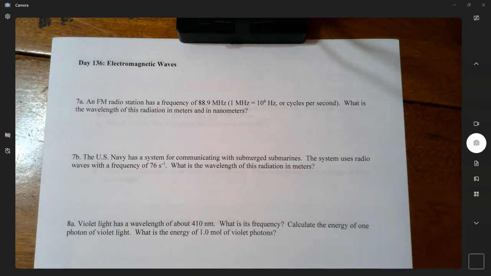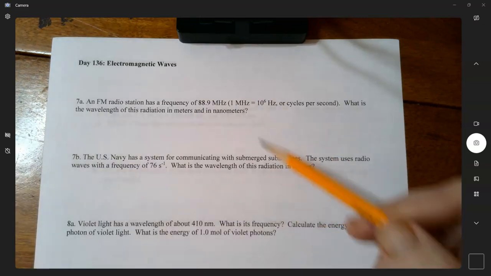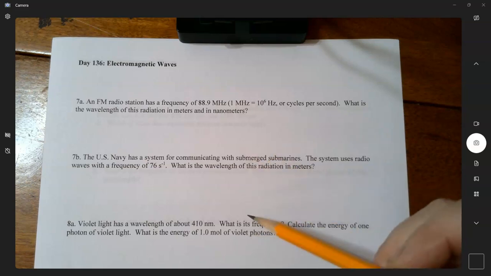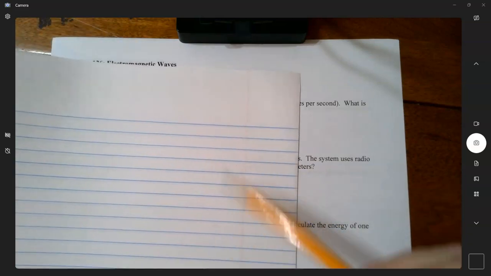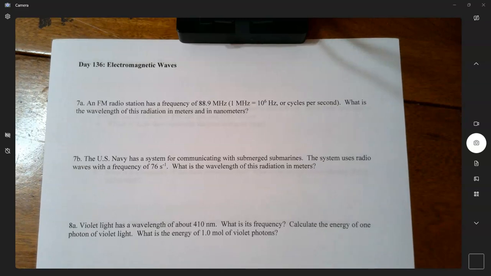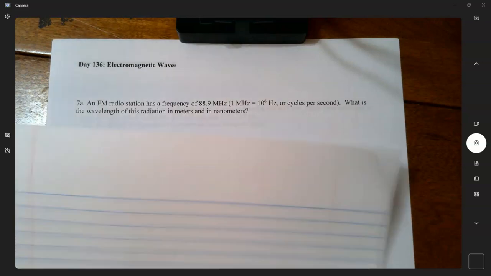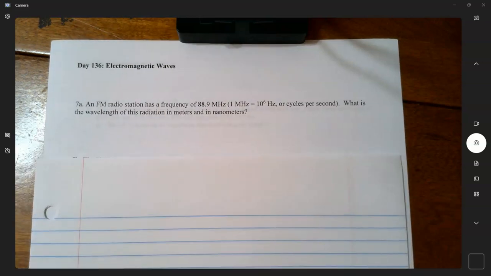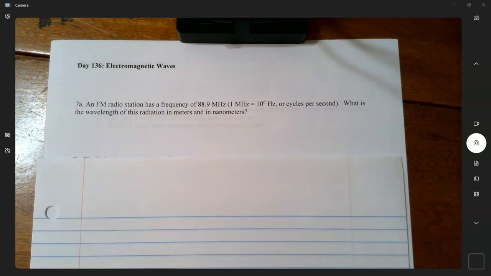I feel like on some of these, there's not enough space. So you can do the first part on the sheet here, and then conclude it on a piece of lined paper. Just be sure you number the problem so that I can see which one it is. I'm going to go ahead and do the whole thing on lined paper. Okay, so we have a 7A, so label that.